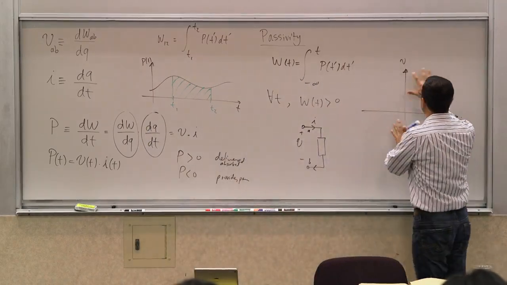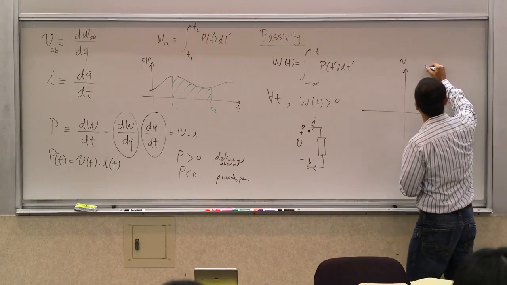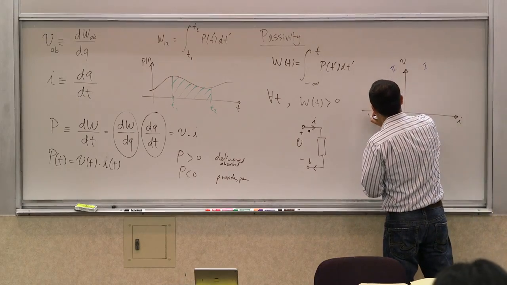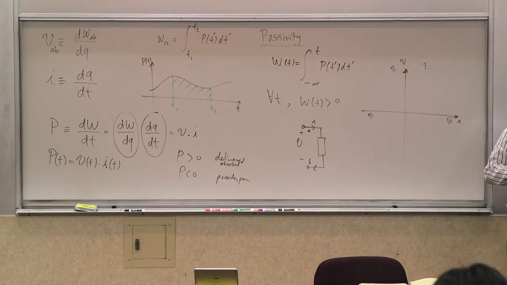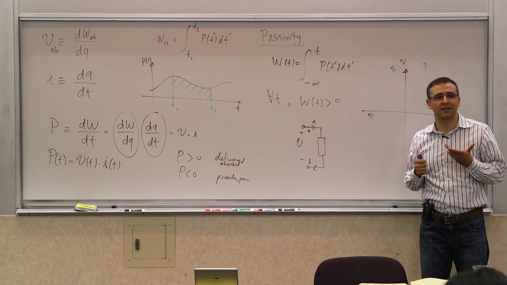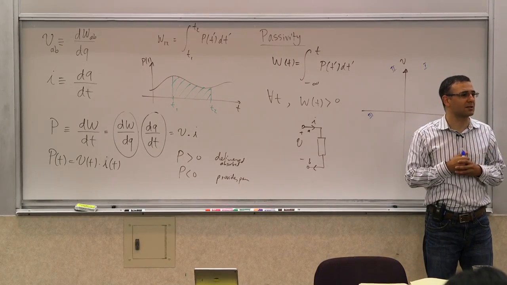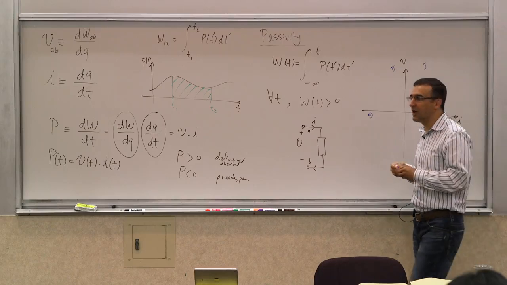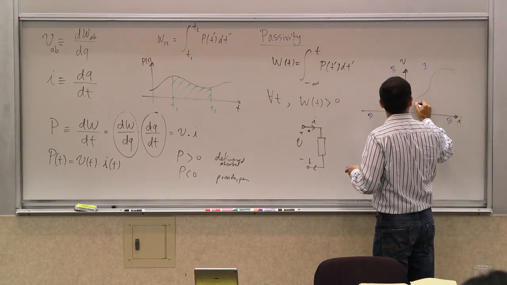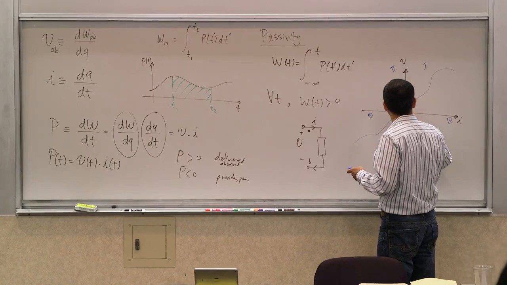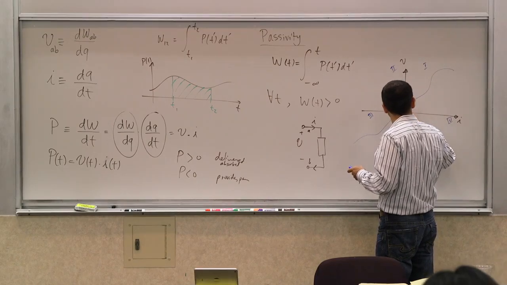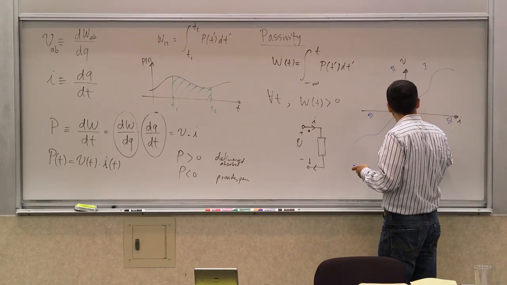So out of these 4 quadrants, let's call them first, second, third, and fourth quadrants, which of these quadrants satisfy the condition of the product being positive? First and third, right? So as long as you have some element that has a characteristic that goes through the first and third quadrants and doesn't go into the second and fourth, then you are good.